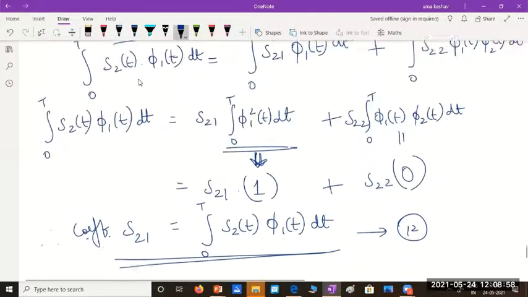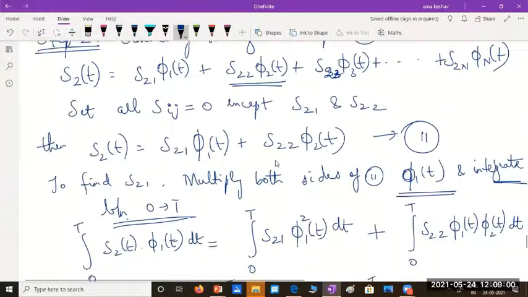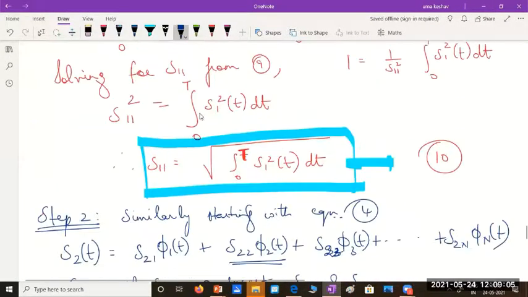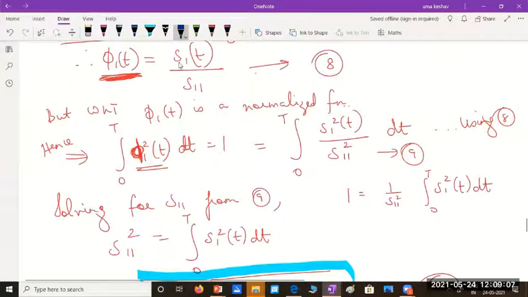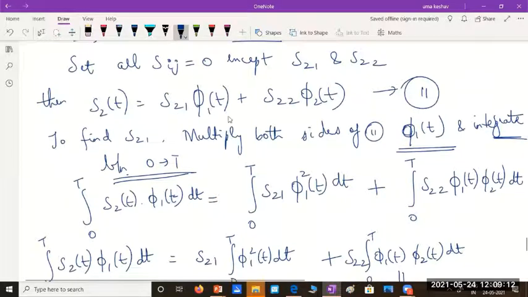Now I have to find the coefficient S22. We already know what is phi 1. We had found phi 1 in the first case only. Phi 1 is S1 by S11. So we have already determined phi 1. I need not find it. S21 is also found. So our next job is to find S22 and phi 2. I have to find this coefficient S22 and the value of the second orthonormal basis function phi 2. Can you tell me how can I find S22?